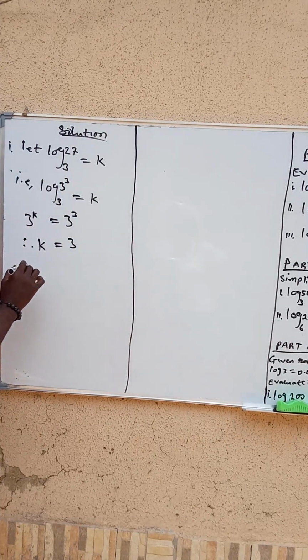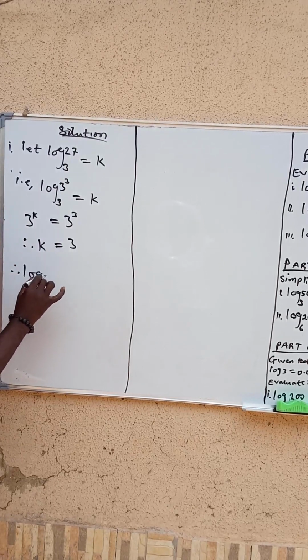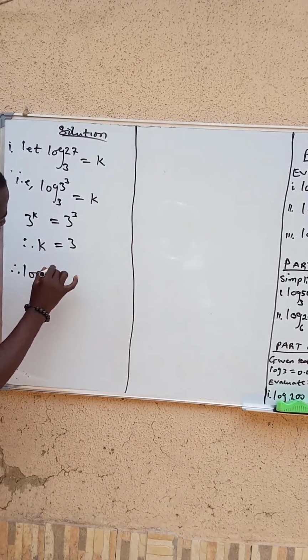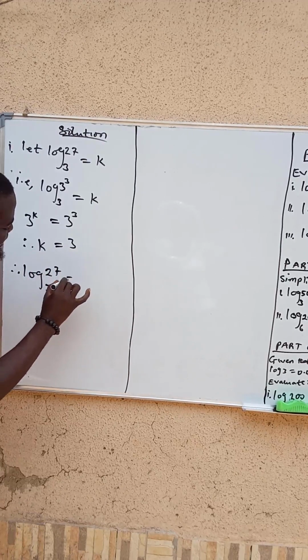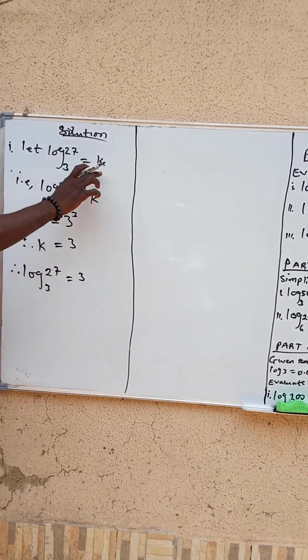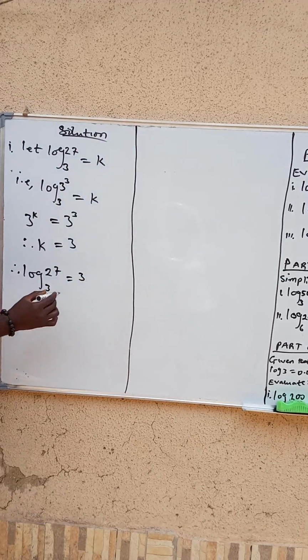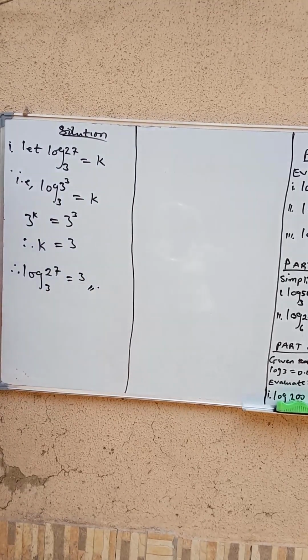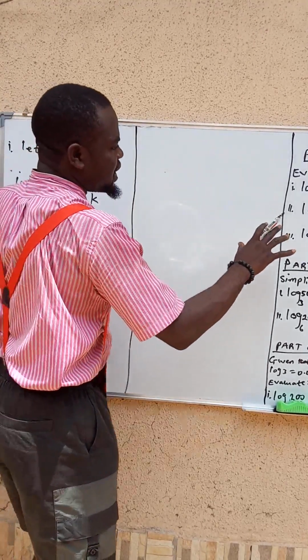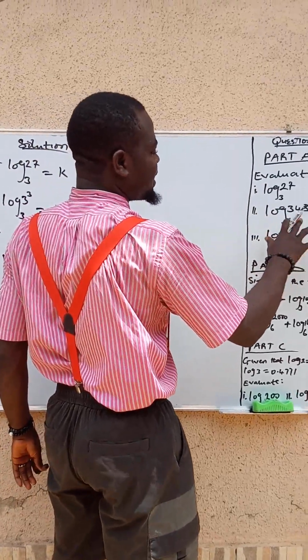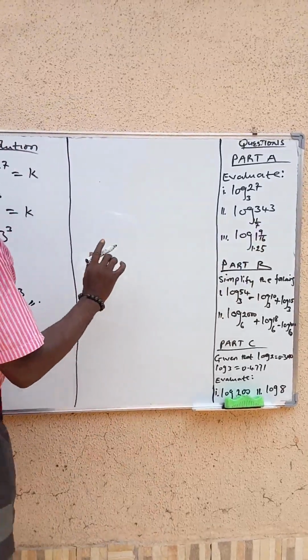I can now say that log 27 to base 3 is equal to 3 because we said that it's equal to k, so I'll equate it to k, and this is the answer. Good. Now have log 343 to base 1 over 7.